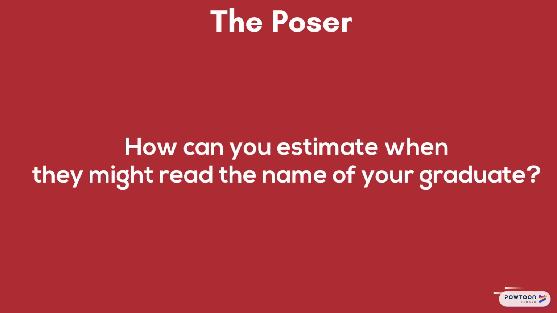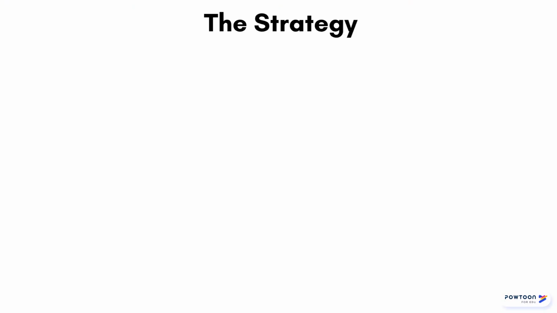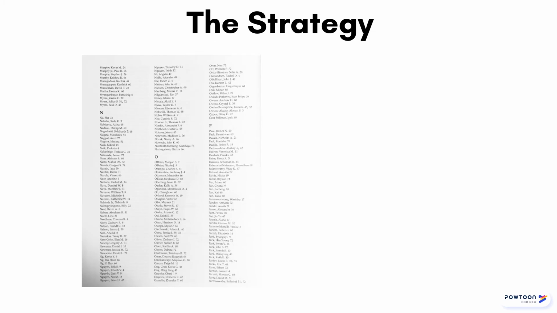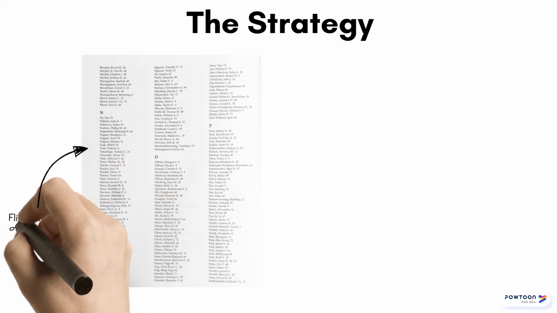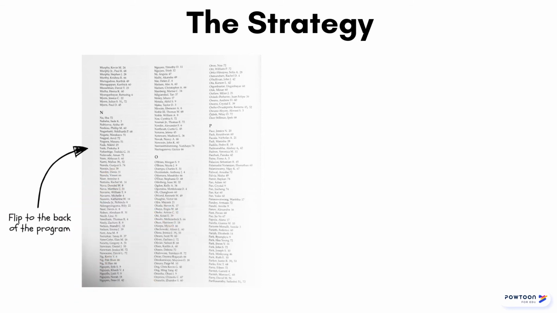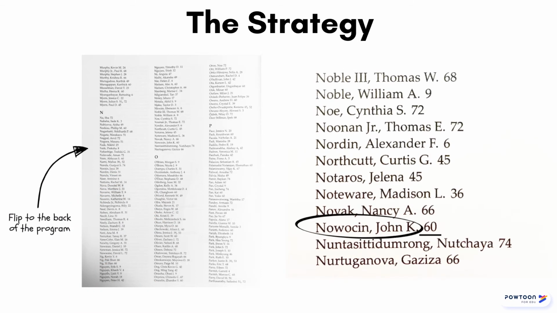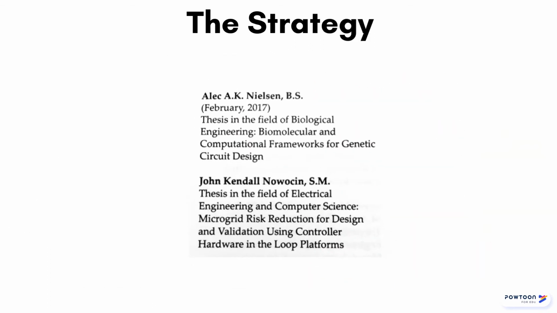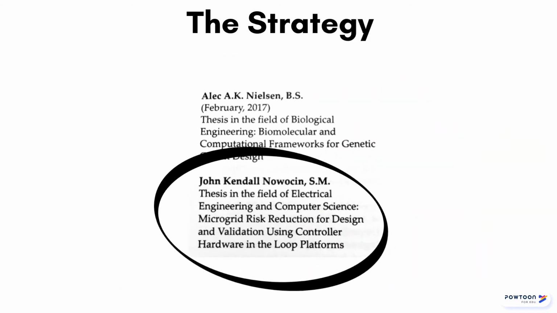Here's the poser. Since the readers alternate reading names, how can you estimate when they might read the name of your graduate? Here's a strategy that may help. First, flip to the appendix at the back where all the graduates' names are listed in alphabetical order by last name. Find your graduate's name and note the page where they're listed. Now flip to that page and mark it, since you'll need it later.